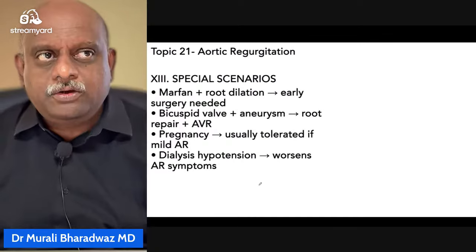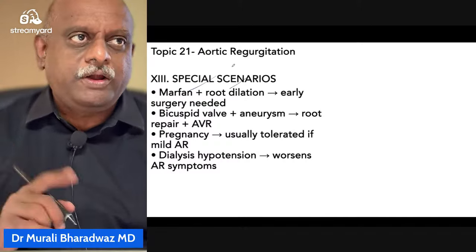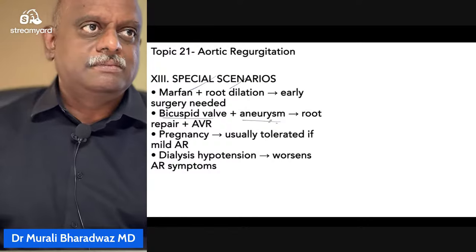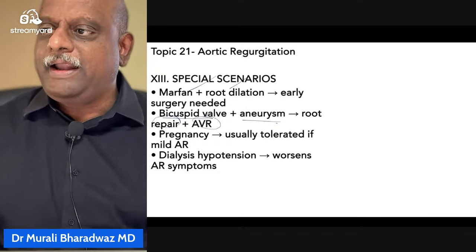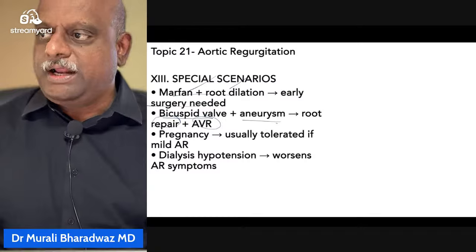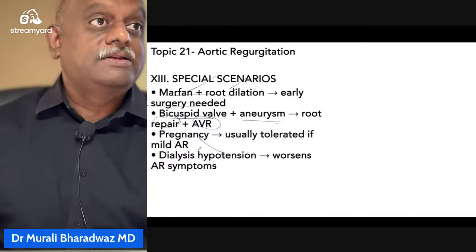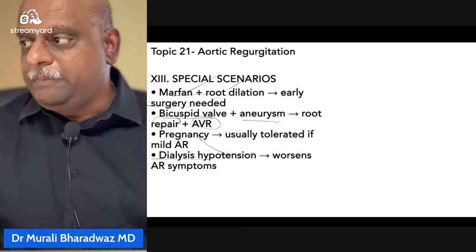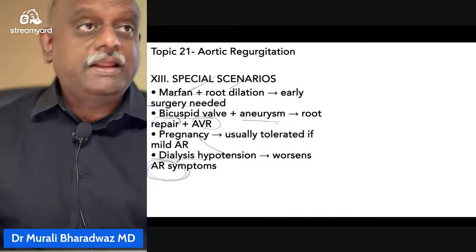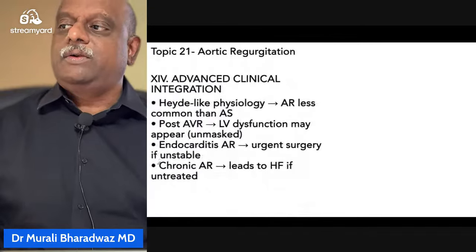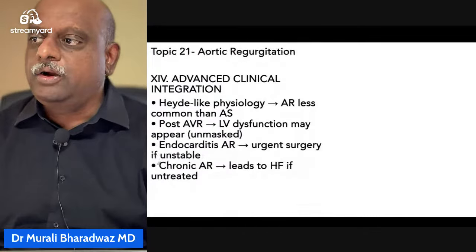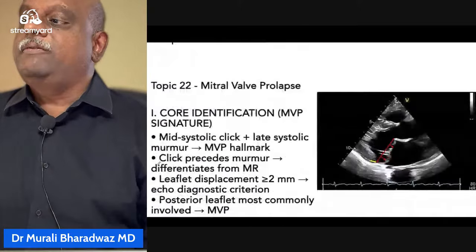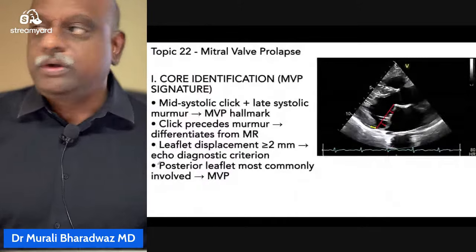Now, what are the different scenarios? Marfan root dilatation. What do you expect? Which valvular heart disease? AR. Bicuspid valve aneurysm, you need to do root repair and AVR. Marfan root dilatation, early surgery needed. Pregnancy, generally AR is well tolerated. Dialysis, hypotension can worsen the AR symptoms is what we need to remember. Right, doctor? So, these are the few things that you need to be very sure of when it comes to aortic regurgitation.